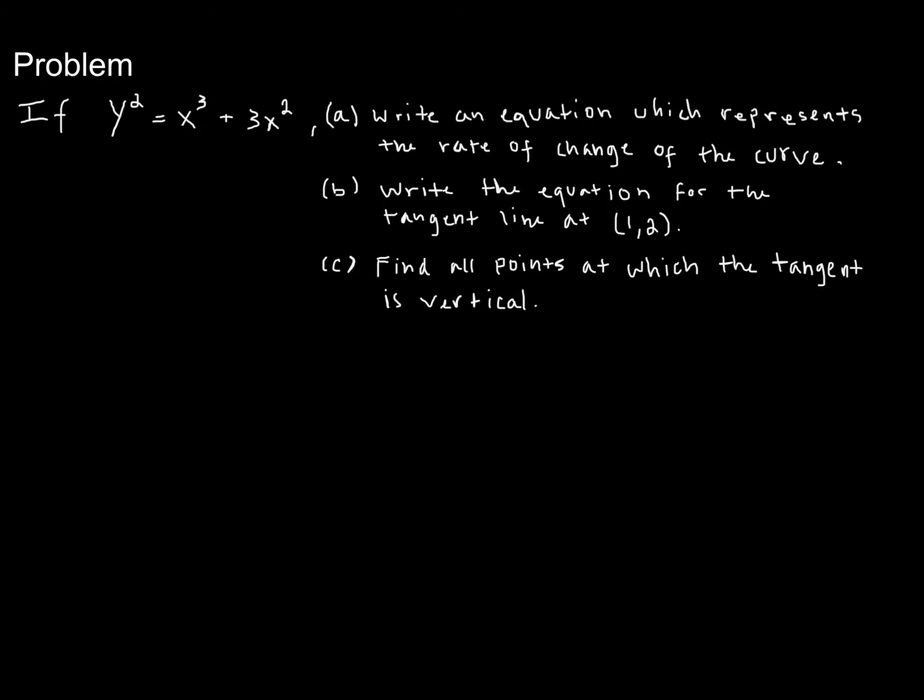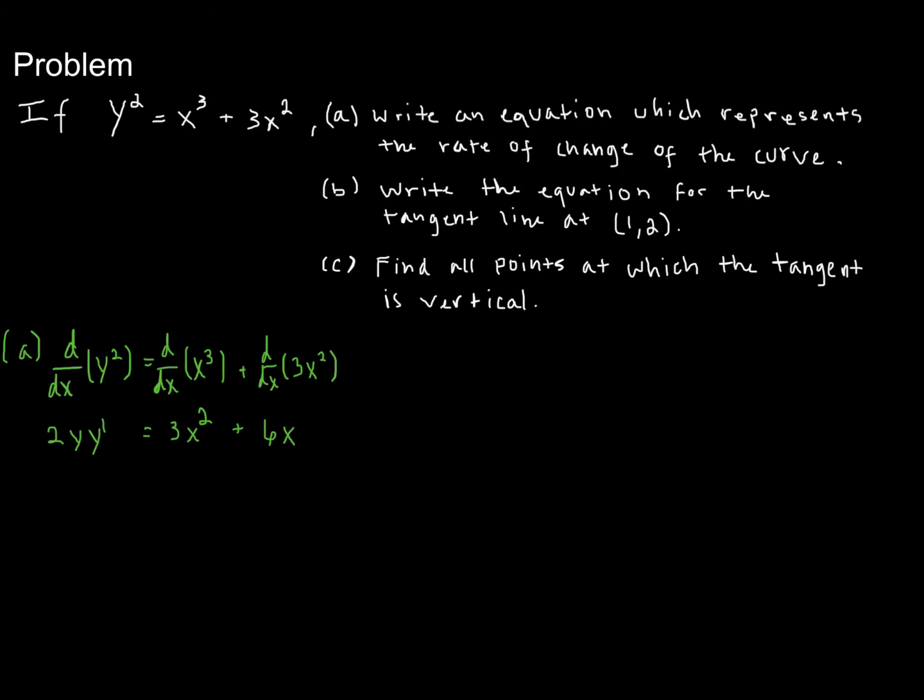And then for part C, I'll want to find where that instantaneous rate of change, or the slope of the curve, is undefined. So I'm actually just going to go through part A and use what I got in part A to find the slope at 1, 2 and write the equation for the tangent. And then for part C, I want to make that expression undefined. So if I get a rational expression, I'm going to set the denominator equal to 0. That would make the whole function undefined.